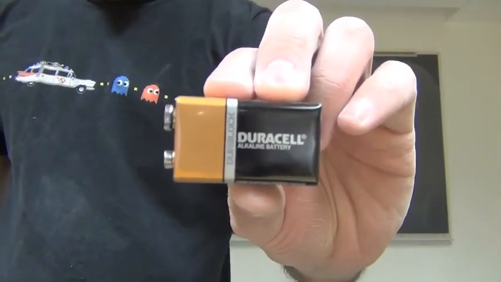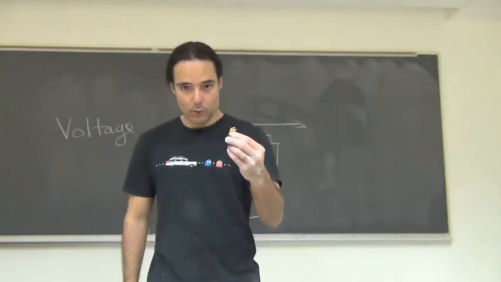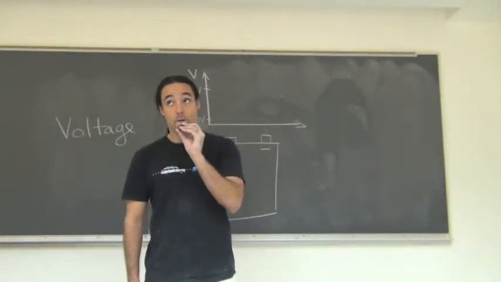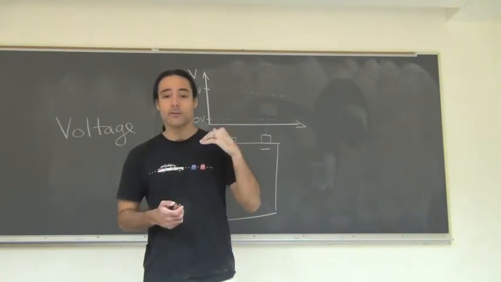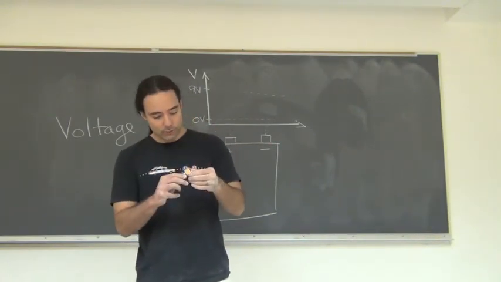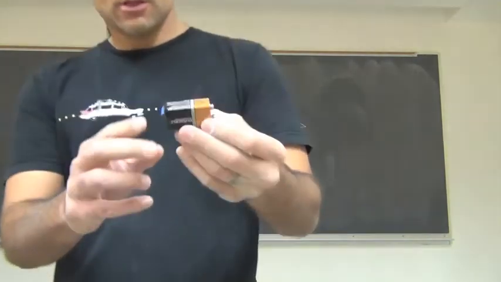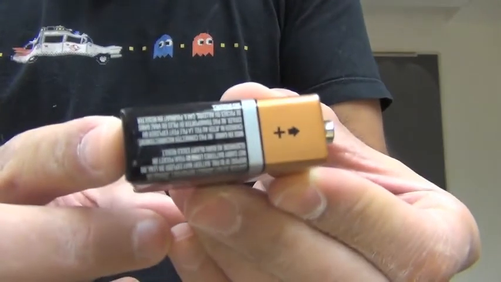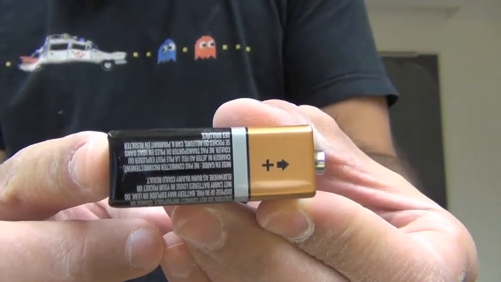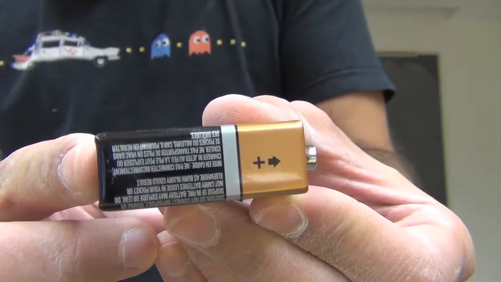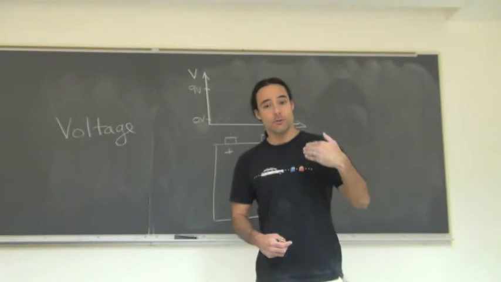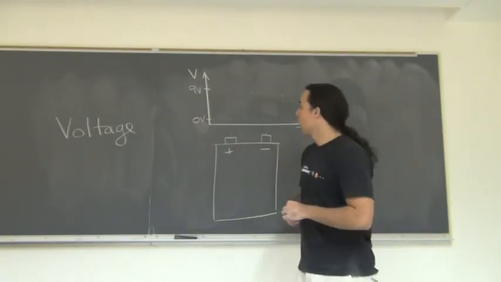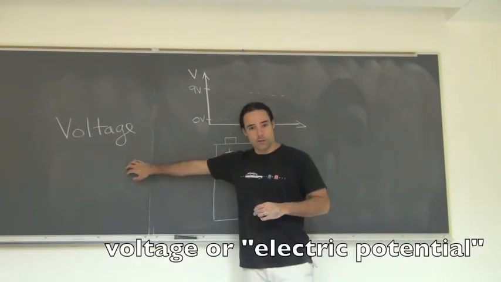So here I have a 9-volt battery. Yep, 9-volt battery. If you'll notice, you can see there's a little sign on here that says where the positive end is. And what that positive end is, it doesn't actually mean it's positively charged. What it means is it has a positive voltage.